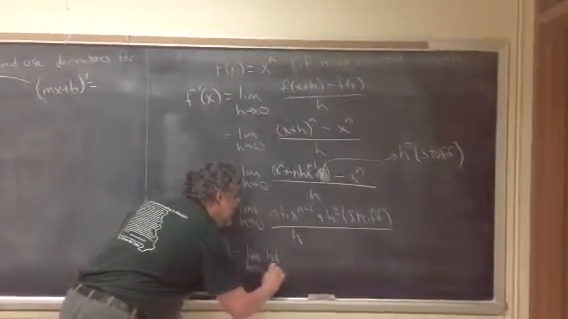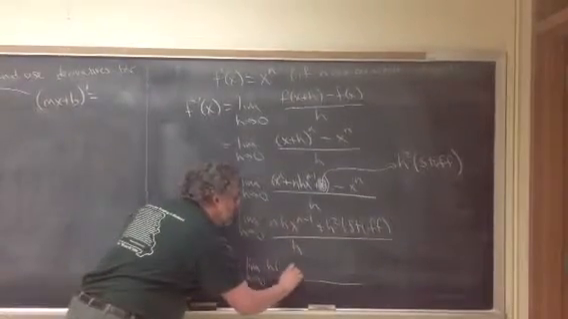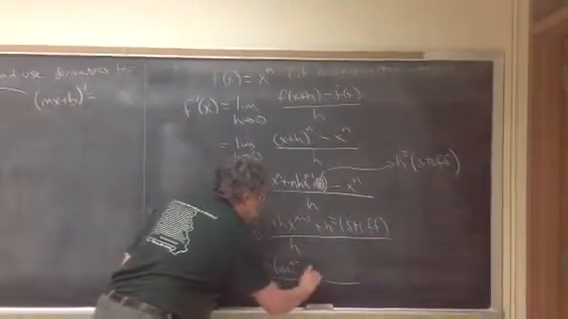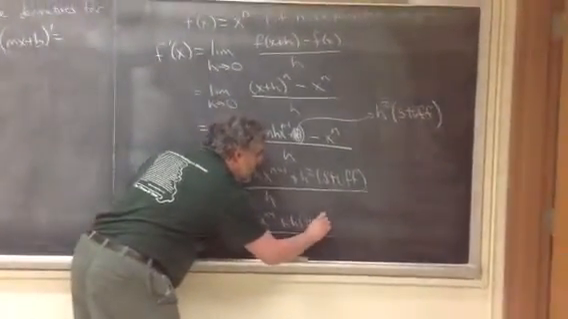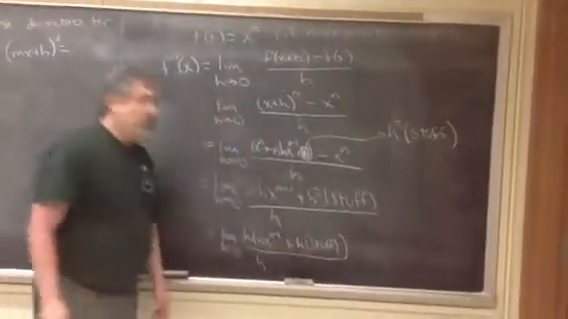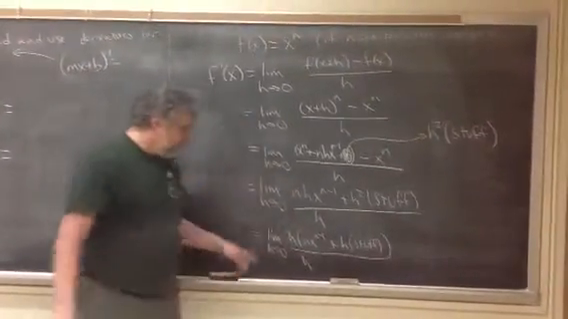H pulled out. There's just an h on the bottom. What do I have? n x to the n minus 1 plus h times that magical stuff that we don't actually know what it is, or it will turn out we won't care. Why don't we care? Because these cancel.